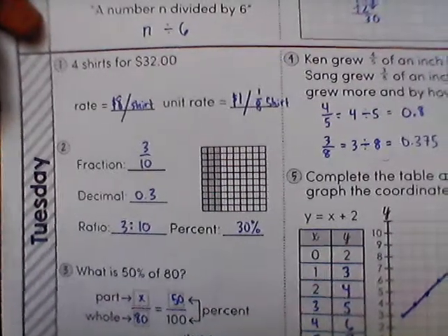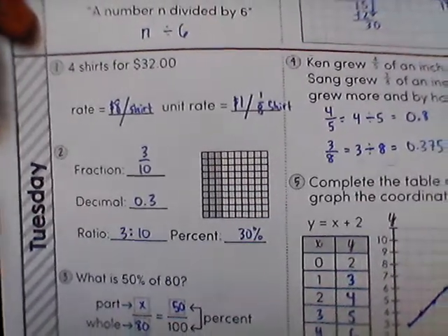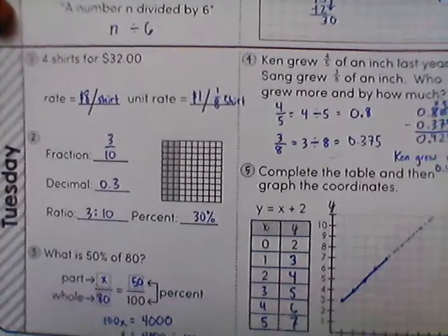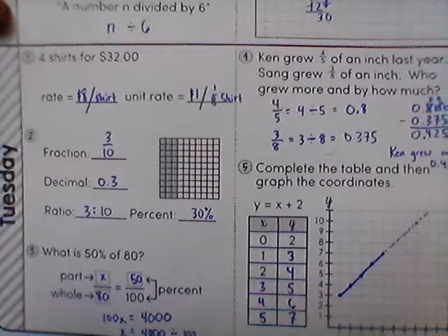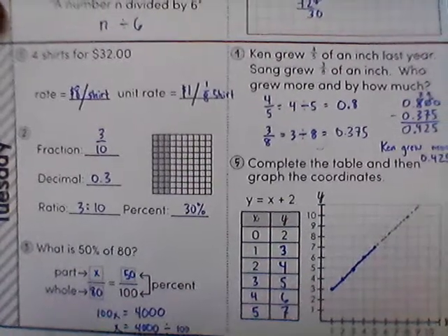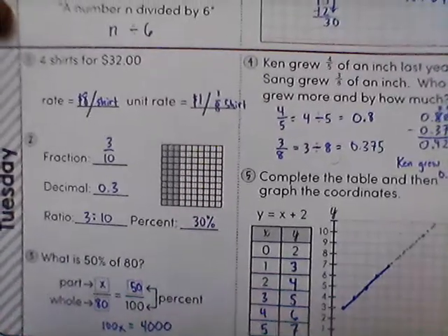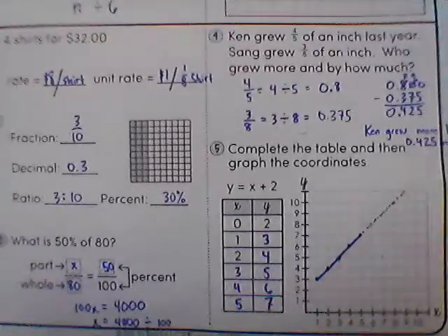So a fraction is 3/10. If you wrote a fraction of 30 hundredths, give yourself credit, that's also correct. The decimal, of course, would be 0.3. The ratio is 3 to 10, or 30 to 100, and the percent is 30%. This is all review. We've done it before. That's why I'm going very quickly through this, okay?